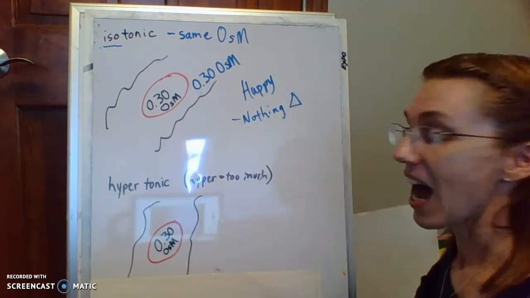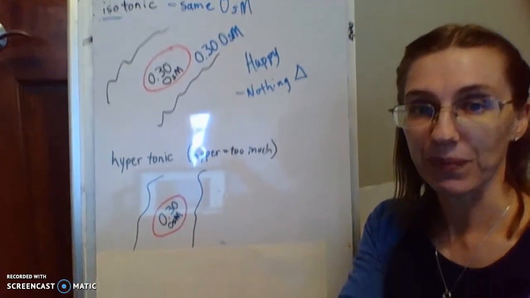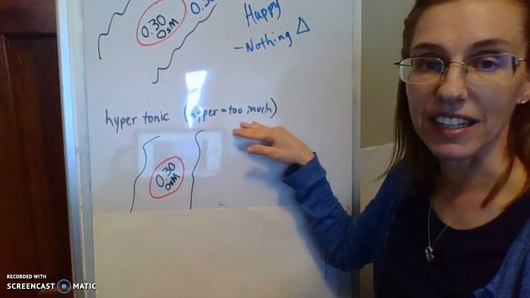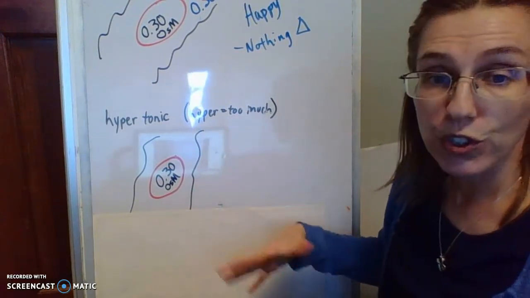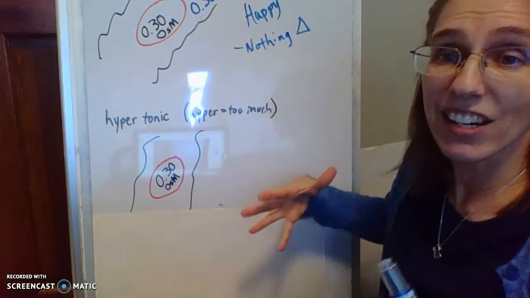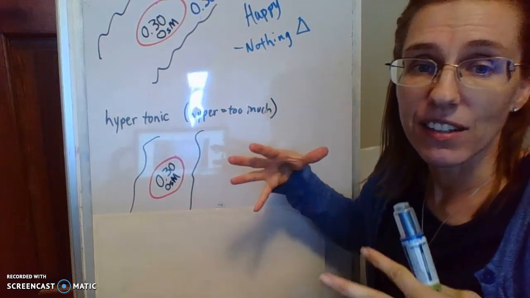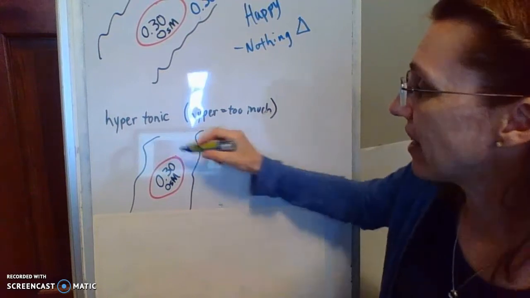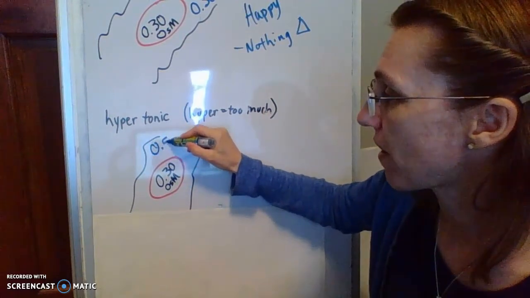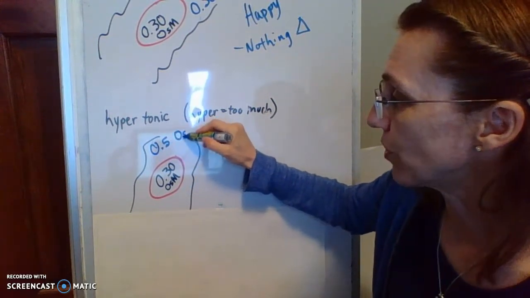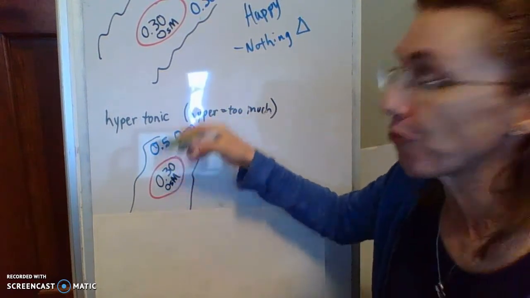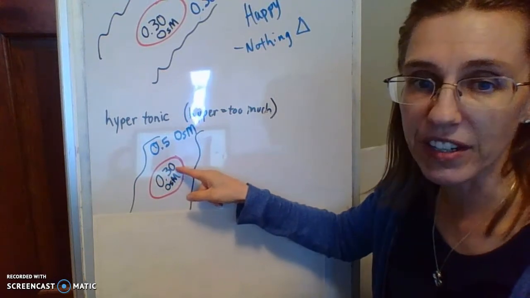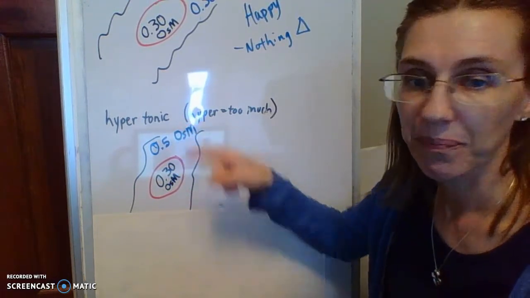Let's look at what happens when we've got a different type of solution. Here we're going to look at a hypertonic solution. Okay, now hyper means too much. So the solution is actually going to have a higher osmolarity than the red blood cell. So it could be anything. It could be, let's say, a 0.5 osmolar solution. It could be a 3 osmolar solution. Just as long as it's higher than 0.30, it is hypertonic.